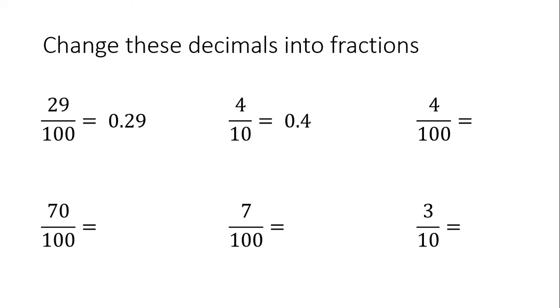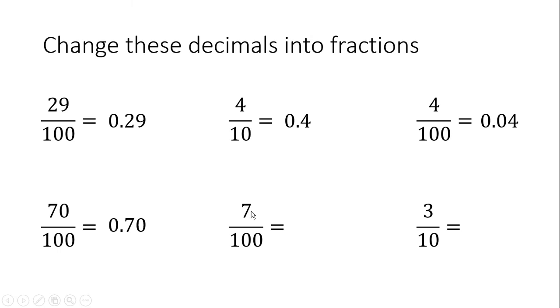Next one, 4 hundredths. And remember, 4 needs to be in the hundredths place, not in the tenths place. If you wrote 0.4, that wouldn't be right, because 0.4 is 4 tenths. So we need to write 0.04. In the bottom left, 70 hundredths. How many places after the decimal point are we dealing with? 2. So 0.70.